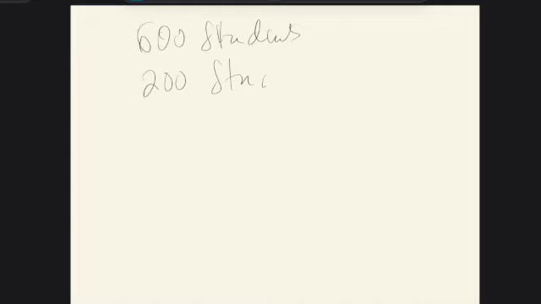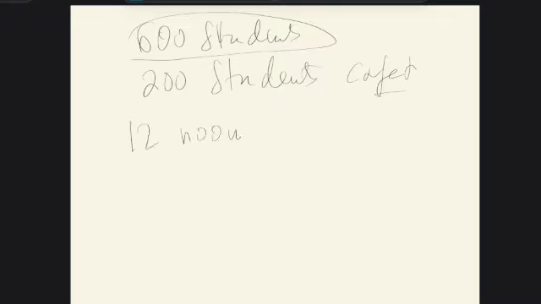Lunch is another issue that schools face every day. Let's assume that you have 600 students, and the cafeteria can only hold 200 students at a time. So what would happen if all 600 students arrive at the cafeteria at 12 noon? The students will not fit. It will be complete chaos.